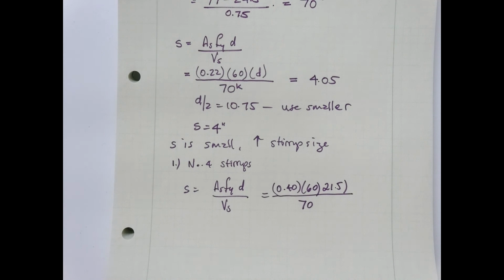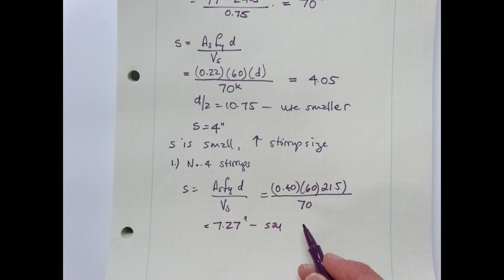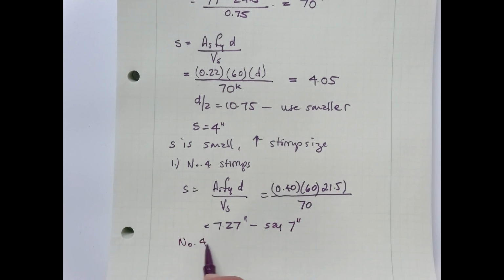7.27 inches. So call it 7, right? That's 7.27 inches. We're going to say that's really 7 inches. So we have number 4 stirrups, 7 inches on center. That's one method of doing it.